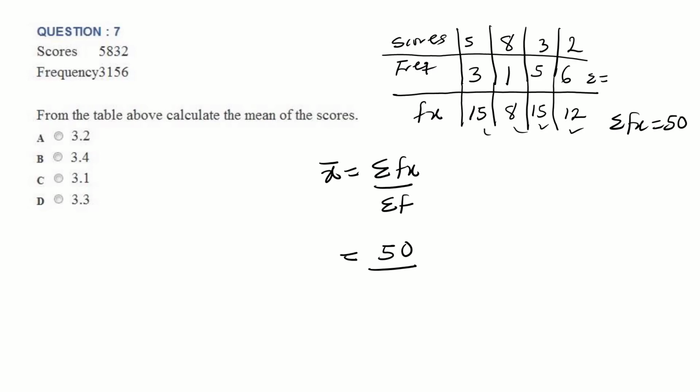3 plus 1, that is 4. 4 plus 5, that is 9. 9 plus 6, that is 15. So divided by 15. So 50 divided by 15 is what? So pressing that on your calculator, you have 3.3, and that is option D.